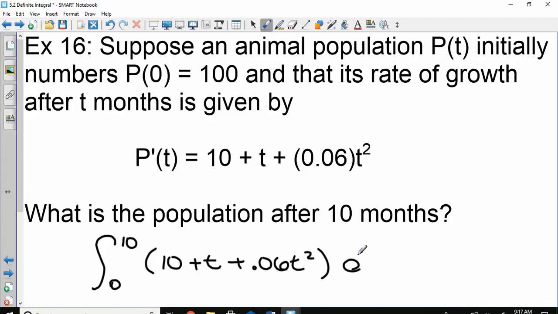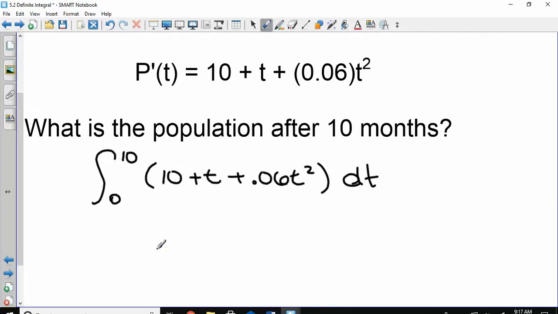And since my variable is t, we put a dt on the end of that. Remember, every time you have the integral, you have the dx or dt or whatever at the end. When the integral goes away, so does that. So the antiderivative of 10 would be 10t. Antiderivative of t would be 1/2 t squared. This would be a t cubed, so if I take 0.06 times 1/3, we get 0.02.